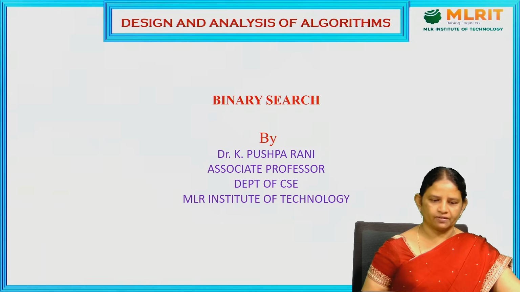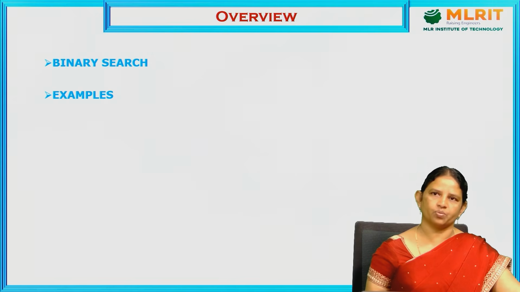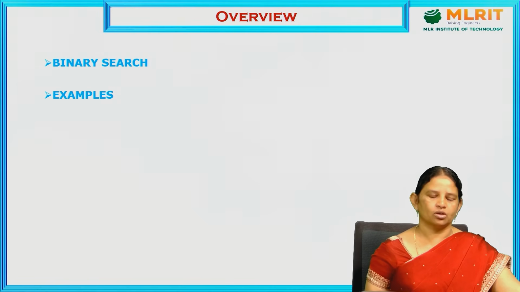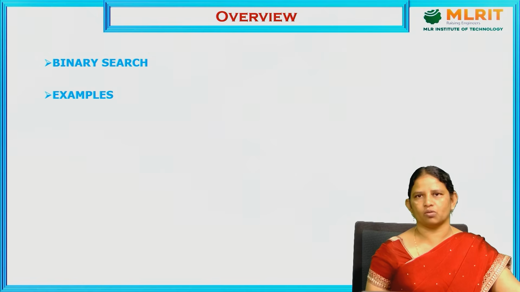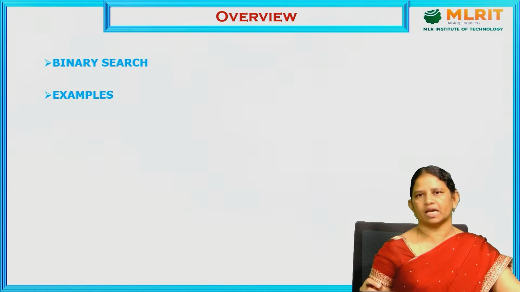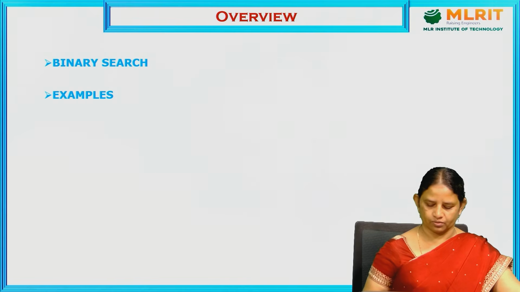So, coming to the divide and conquer strategy, there are 4 applications. First application is binary search. Second application is quick sort, third one is merge sort, and fourth one is graphs. So first let us look at the first application of divide and conquer strategy and its time complexity, and we can understand binary search with the help of an example.